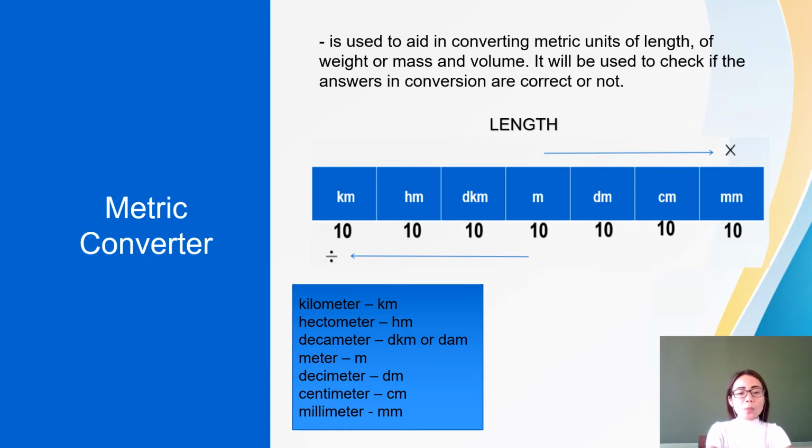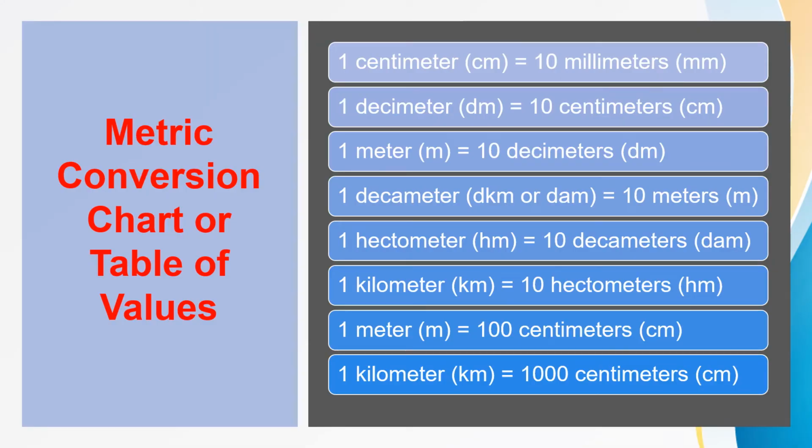Let's go to symbols. Kilometer is km, hectometer is hm, decameter is dkm or dam, meter is m, decimeter is dm, centimeter is cm, millimeter is mm. Let us now proceed to the metric conversion chart or table of values.